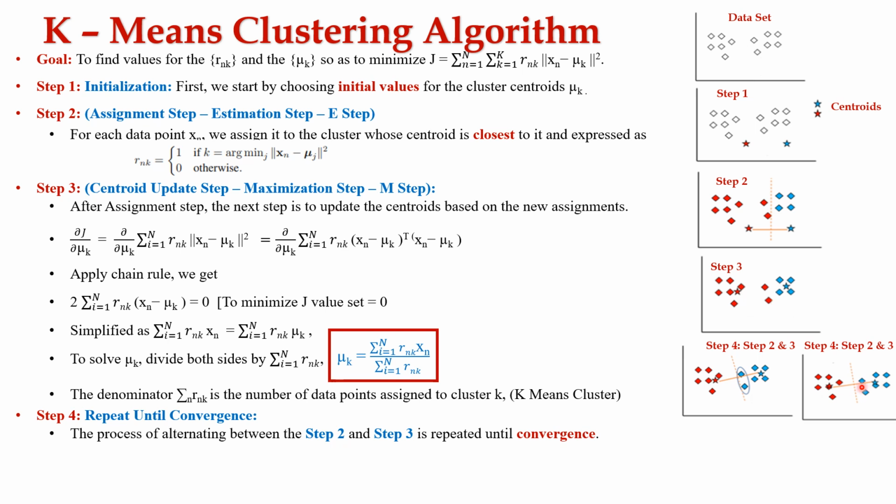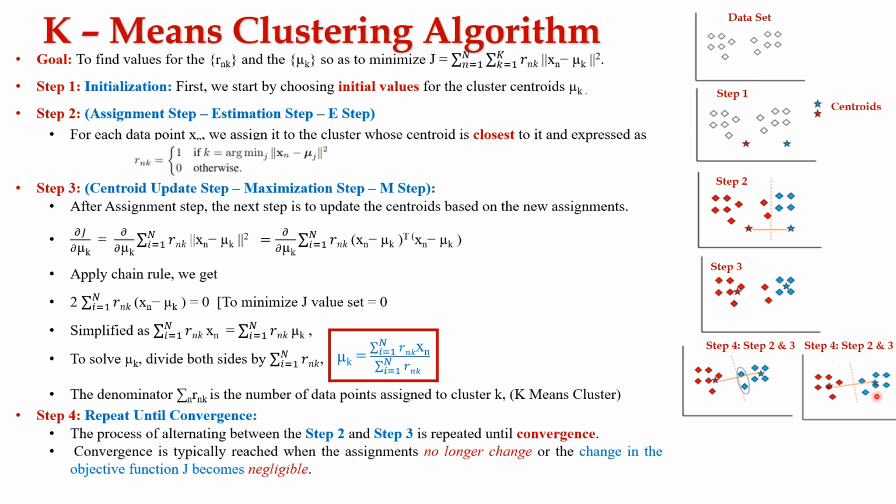After that, we can notice that the data points have no changes based on the updated centroid values. Similarly, in cluster 2 also, there are no changes in data points after the updated centroid values. It means that we have reached convergence. Convergence is typically reached when the assignments no longer change or the change in objective function J becomes negligible. So this is our final output where we have two clusters. So this is cluster 1 and cluster 2. Hope you are clear on the k-means clustering algorithm with this example.